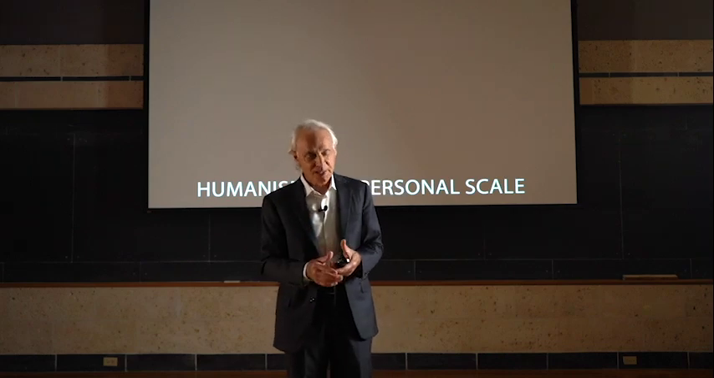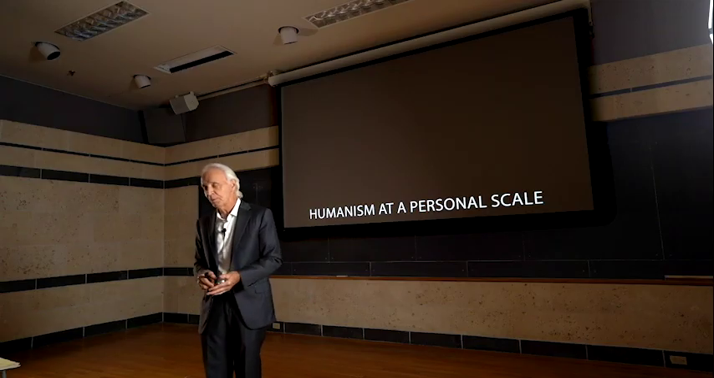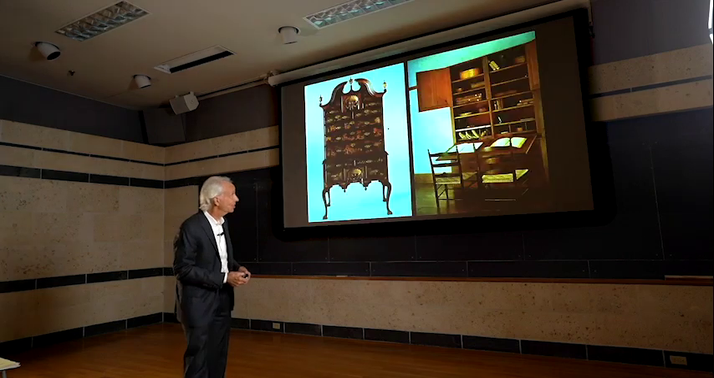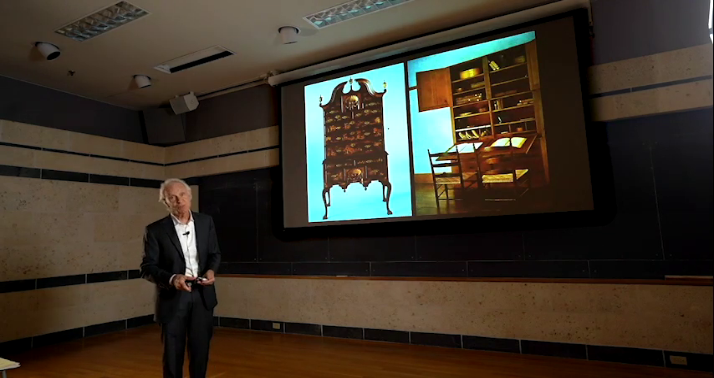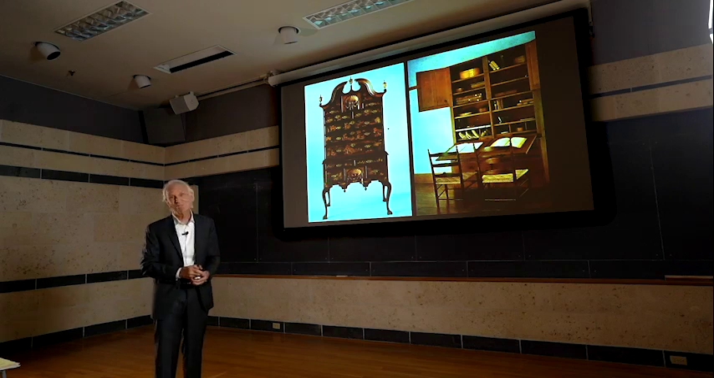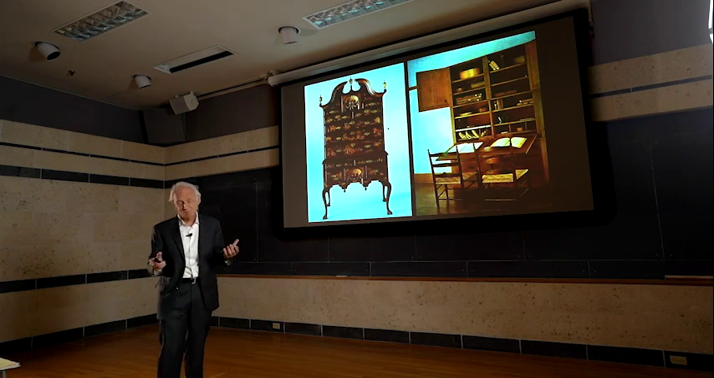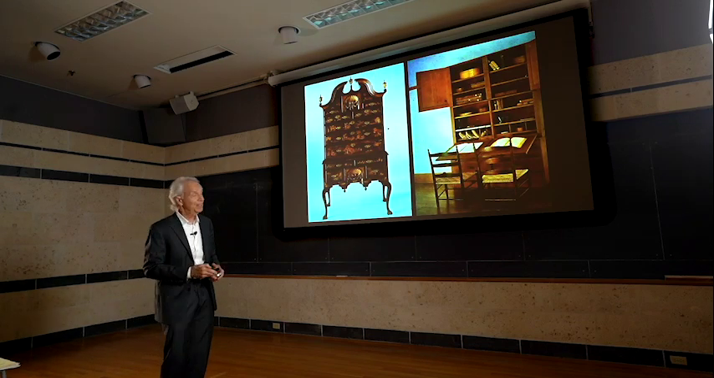So how might that play out in some design objects we might look at? The first thing I want us to look at is a couple of pieces of furniture here. On the left, I would say that is not a very humanistic object. On the right, I would say that's a very humanistic object. Let's walk through those criteria.